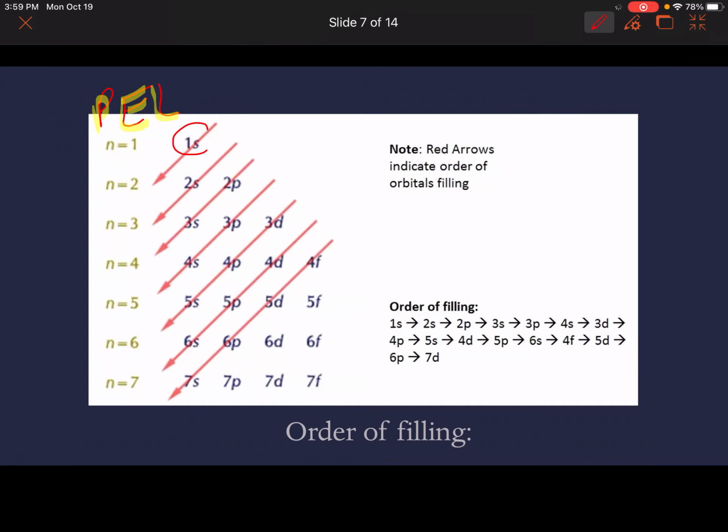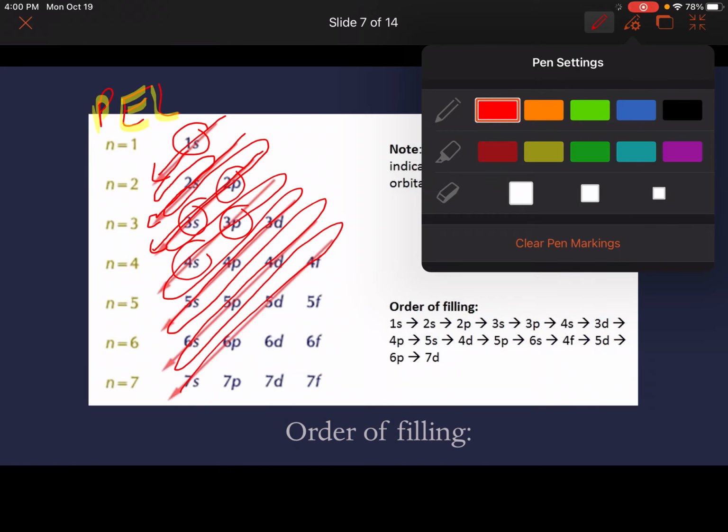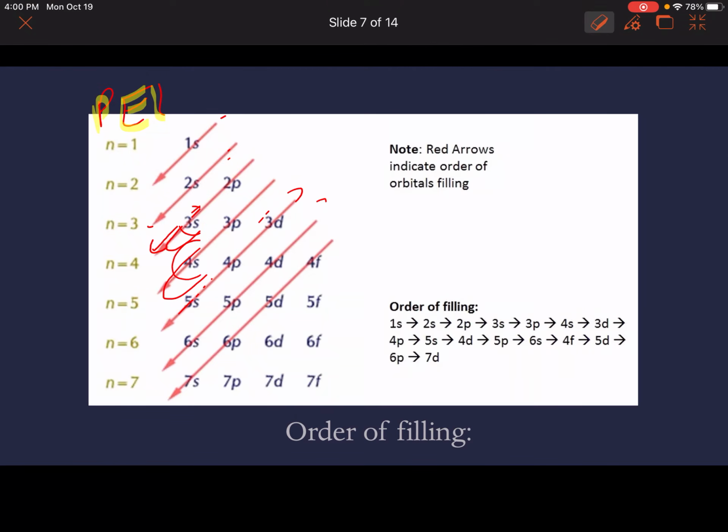So they're going to start with 1s, so you're going to go this way. Then we go to 2s. Then we go 2p, 3s, and then 3p, 4s. So we're just going to snake through here, and then like this, and then through there, and we're going to go all the way through. This seems very convoluted. It'll make more sense as we go. But these arrows on here, this is the order that they fill.